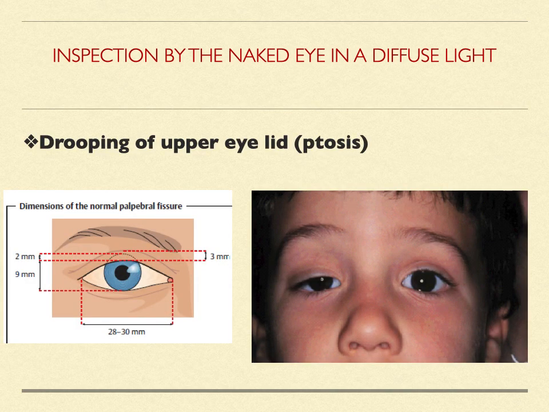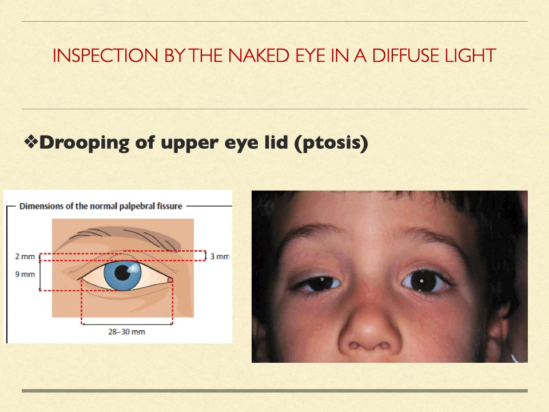Then inspecting both eyes, looking at both eyes. What is the normal position of the upper eyelid, to know if the upper eyelid is dropped or not? Is it dropping of the upper eyelid, which we call ptosis? Is there a difference between both eyes? So what is the normal position of the upper eyelid?